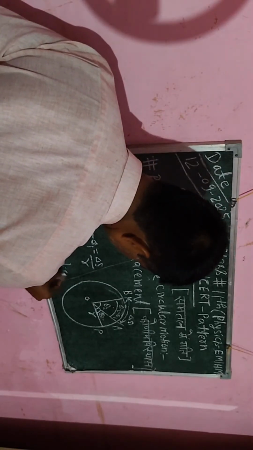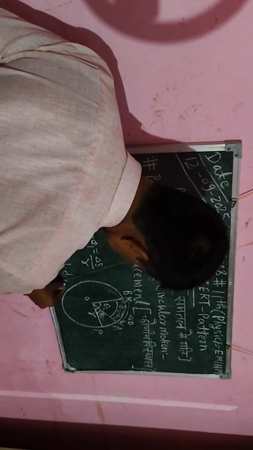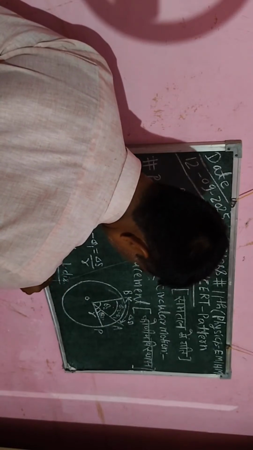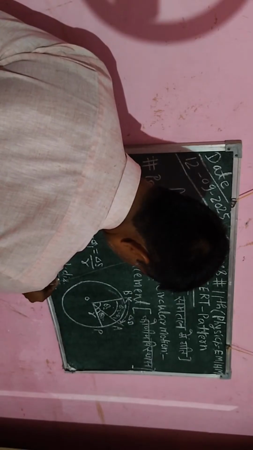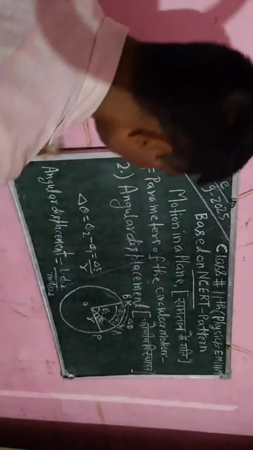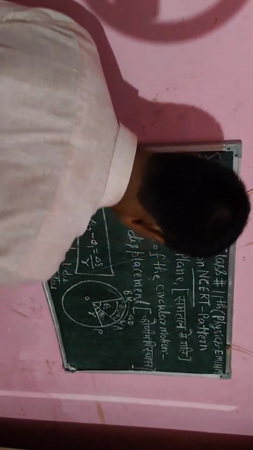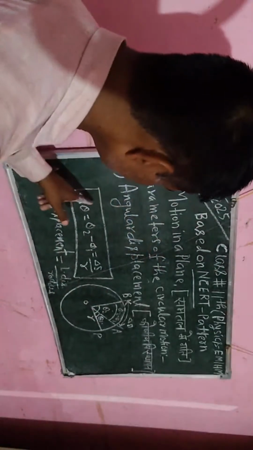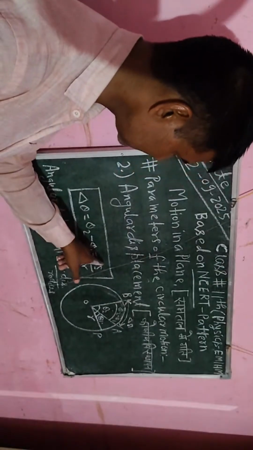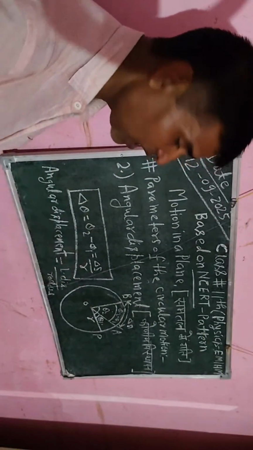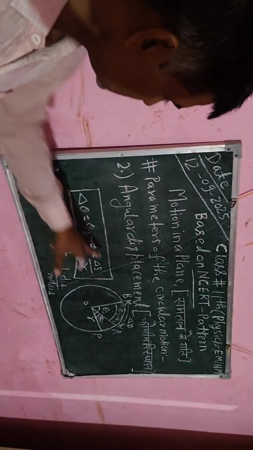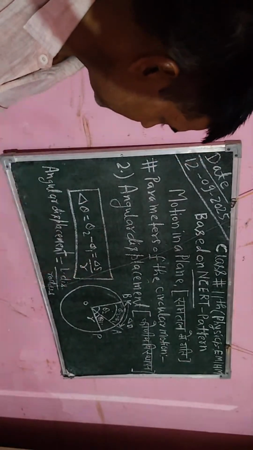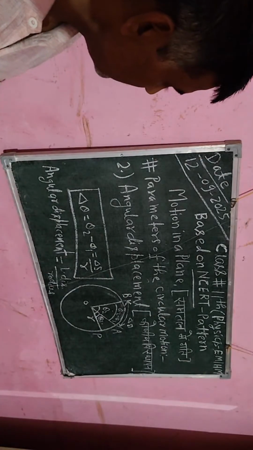Linear displacement divided by radius. So this is the required formula, and we have to remember this formula. Delta theta is equal to delta S divided by R. Okay, students, you have to remember it. Delta theta is equal to delta S divided by R. This is the angular displacement.